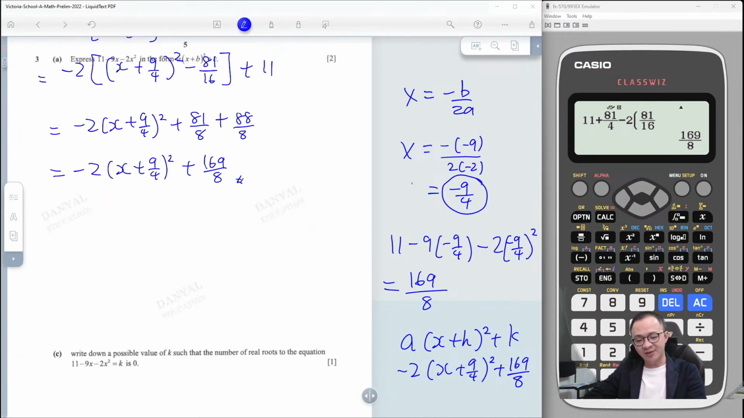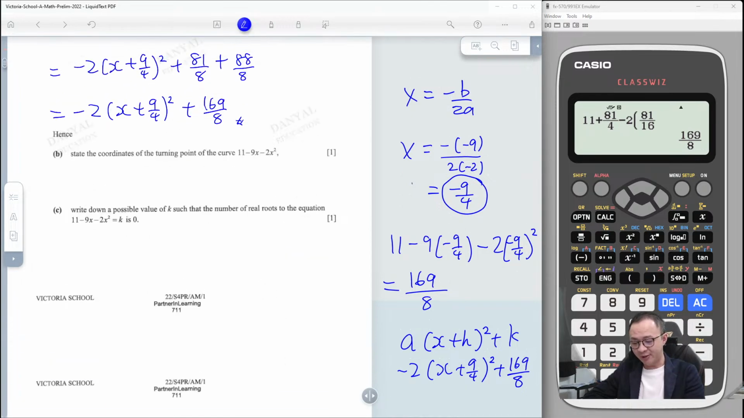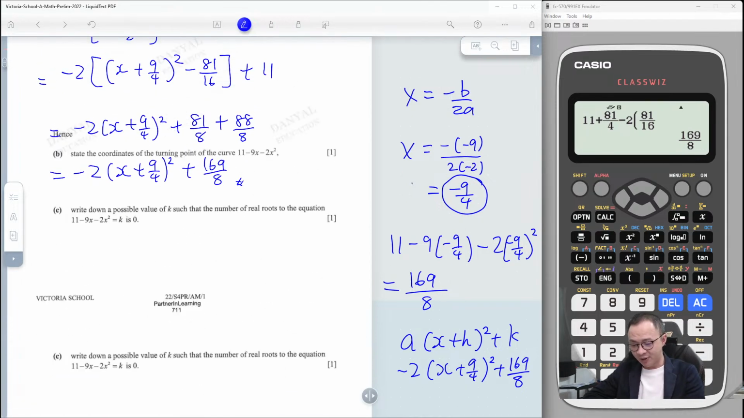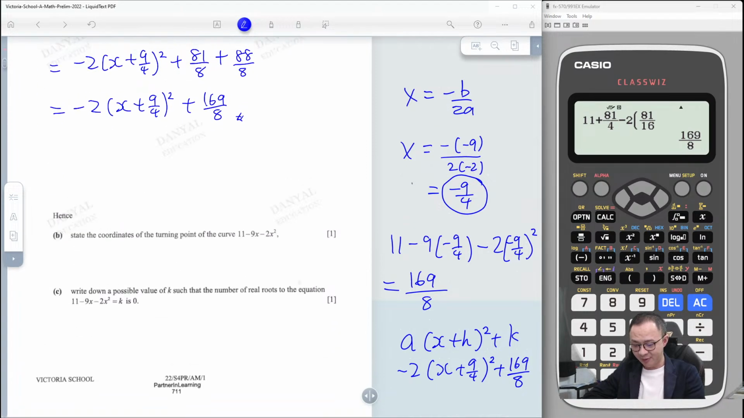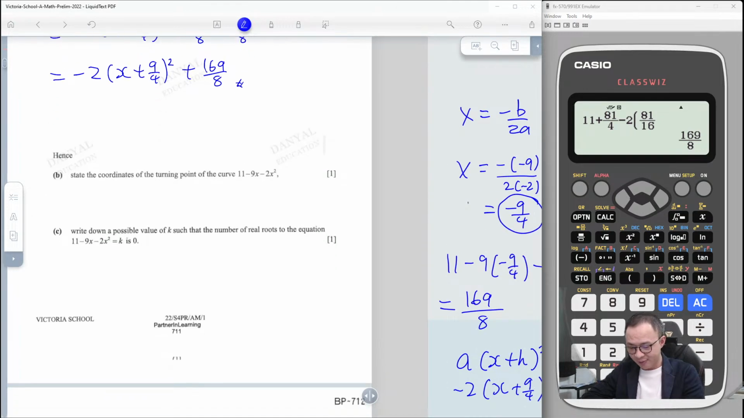And then now they ask us to state the stationary point. So we can easily know our stationary point, isn't it? Because our station... Wait, what happened? Why does it keep jumping in and out? Am I pressing anything wrong here?